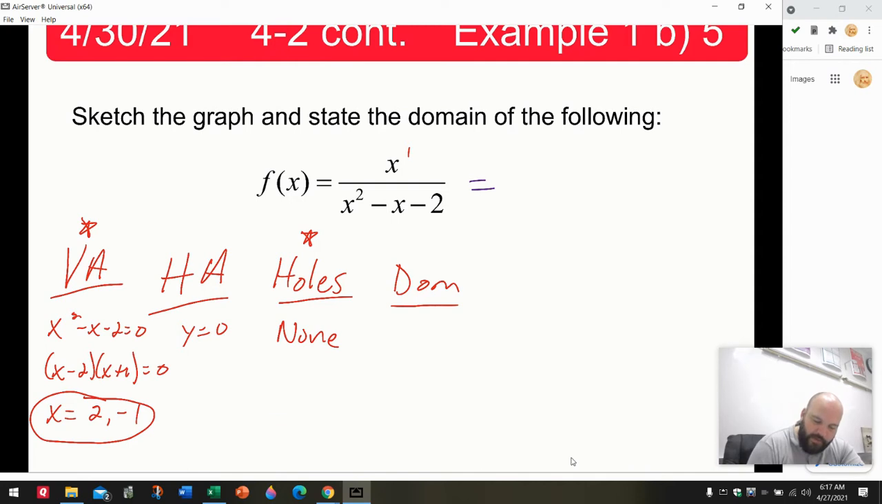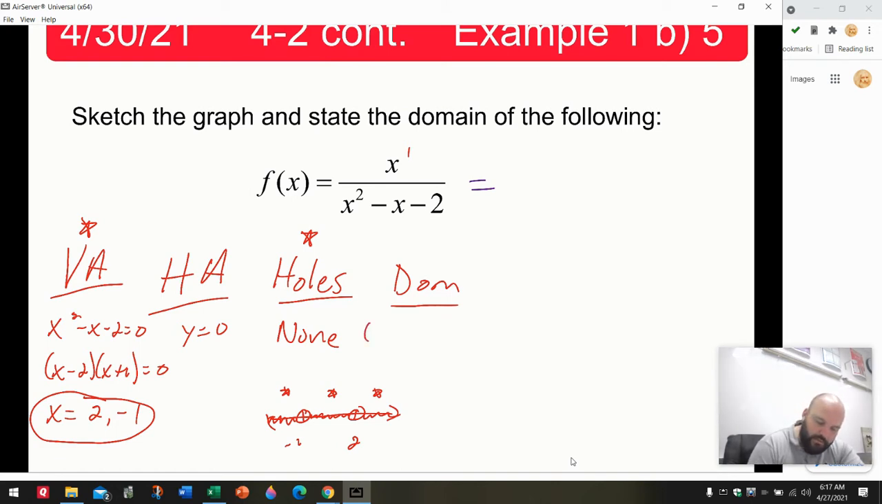the domain. If I draw a picture of this, negative 1 would be right there and 2 would be right there. I can pick anything here, just not negative 1. Anything here, just not 2, and then anything there. So there are three distinct areas that need to be listed whenever we list the domain.